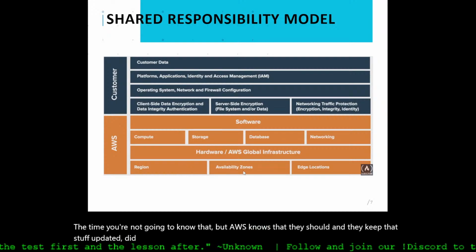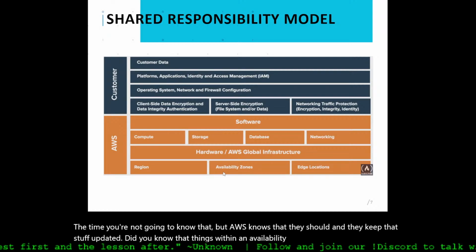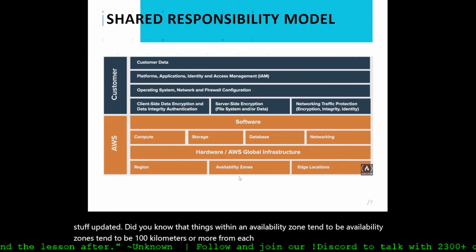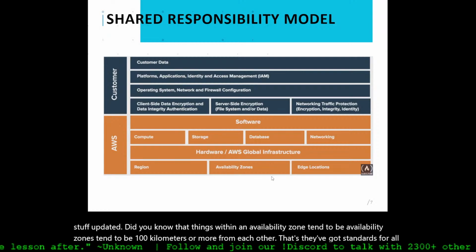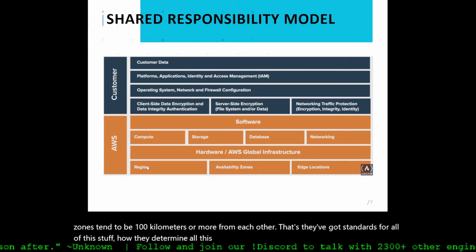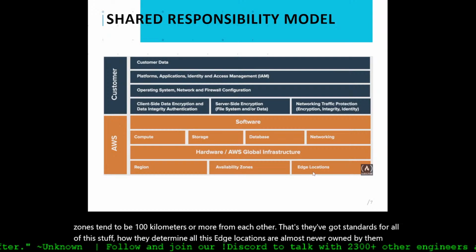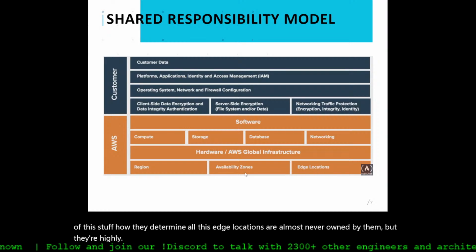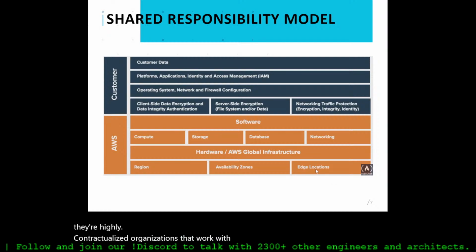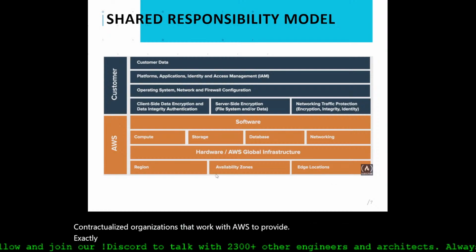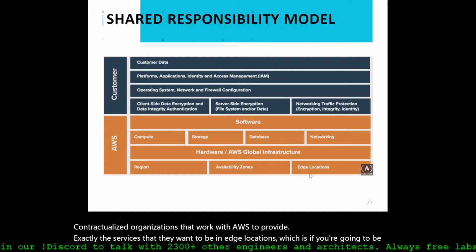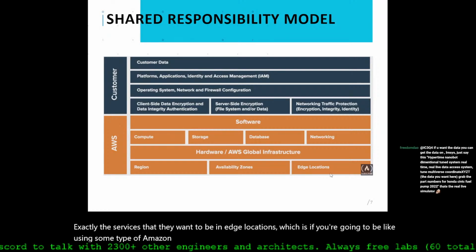Did you know that things within an availability zone tend to be 100 kilometers or more from each other? They've got standards for all of this stuff, how they determine all this. Edge locations are almost never owned by them, but they're highly contractualized organizations that work with AWS to provide exactly the services that they want in edge locations, which is almost like a co-location.